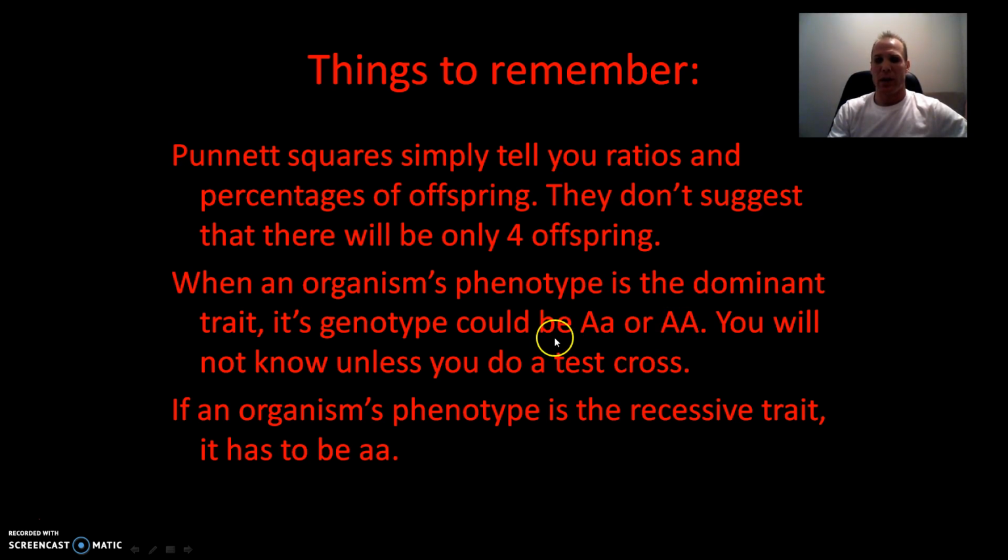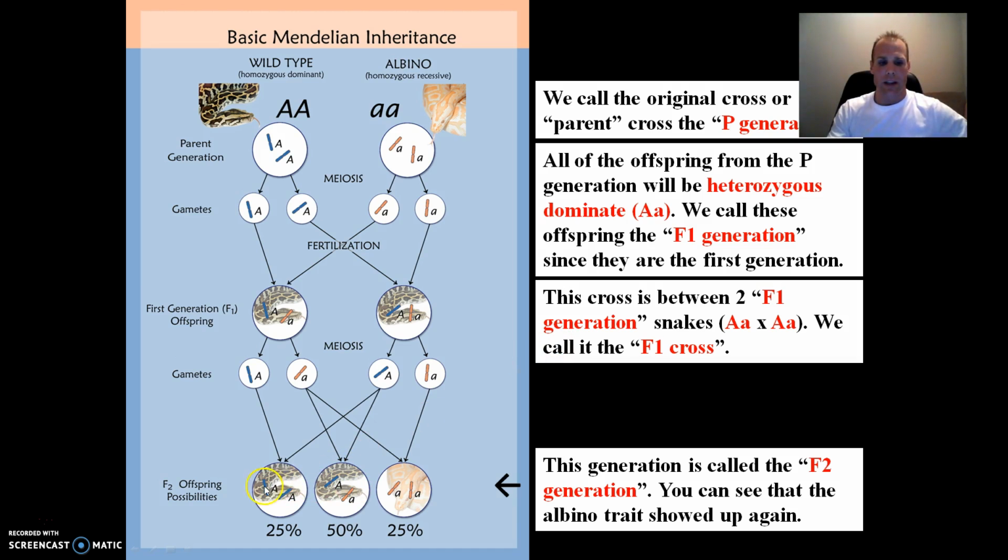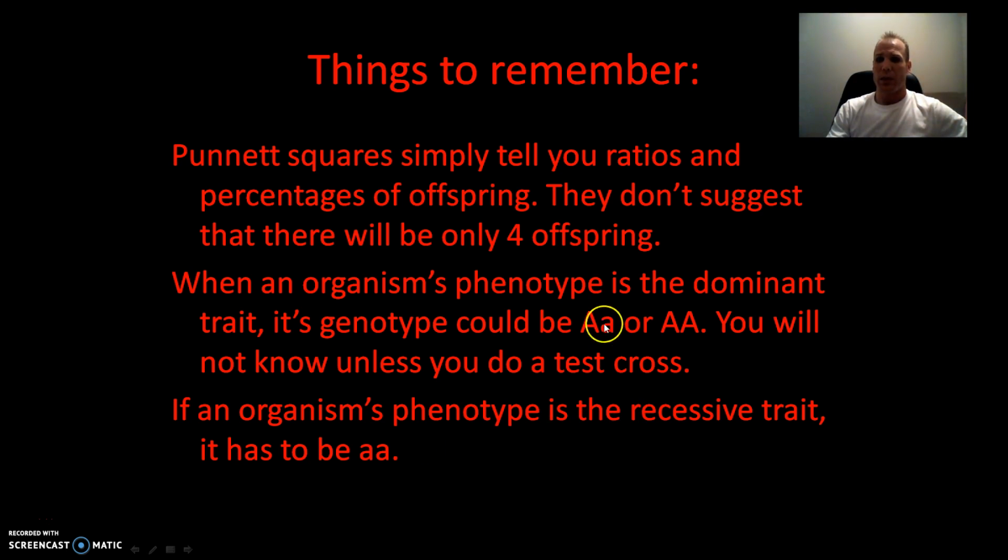Also, when an organism's phenotype is the dominant trait, its genotype could either be a hybrid or it could be the homozygous dominant. In other words, these snakes right here, down at the bottom where I'm looking here, this is a homozygous dominant and this is a hybrid. You cannot tell what the genotype is simply by looking at it. A hybrid and a homozygous dominant look identical. Even though their genotypes are different, their phenotypes are the same. So it could be either one of these. The only way to find out is a test cross.